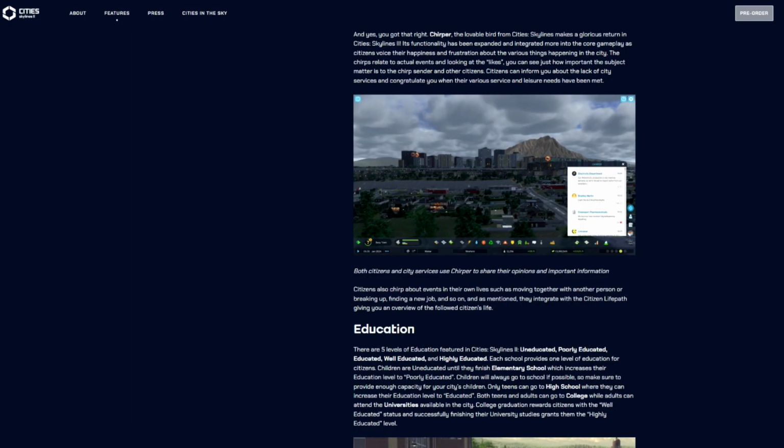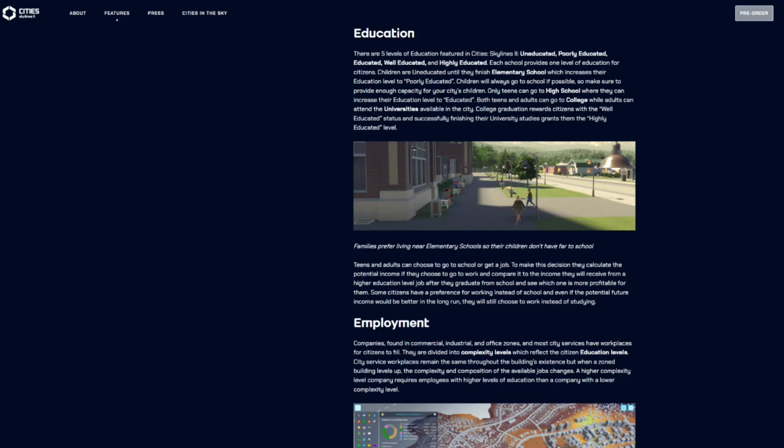Citizens also chirp about events in their own lives, moving in with another person or breaking up, finding a new job, and so on. And as mentioned, they integrate with the Citizen Life Path, giving you an overview of the followed citizen's life. Cool. And next we're diving into education.